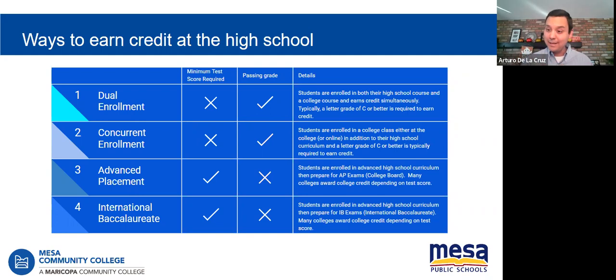There's also AP through the College Board. A lot of the time, the classes are cross-listed with each other. So it'll be like a dual enrollment plus an AP class, and a student has the option of how they want to earn the college credit.